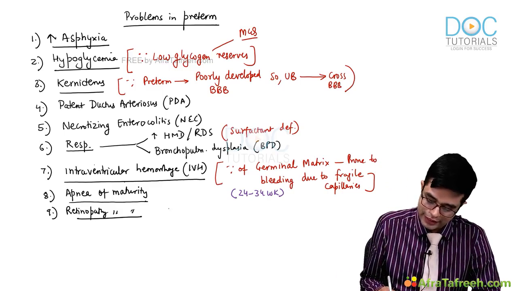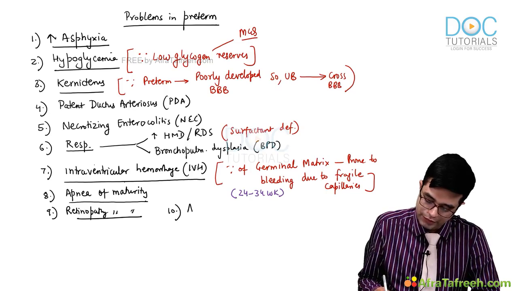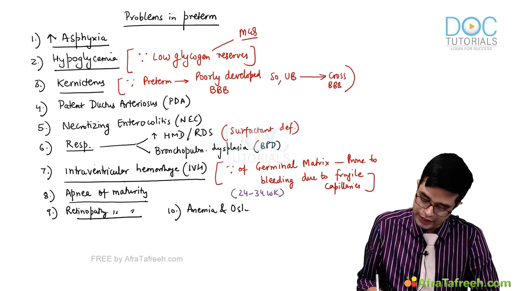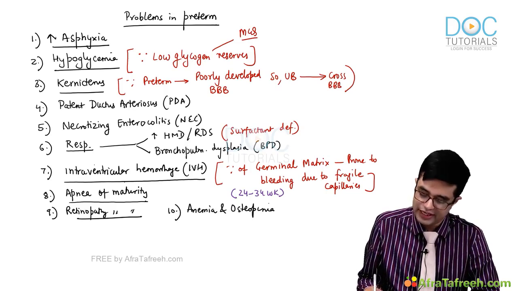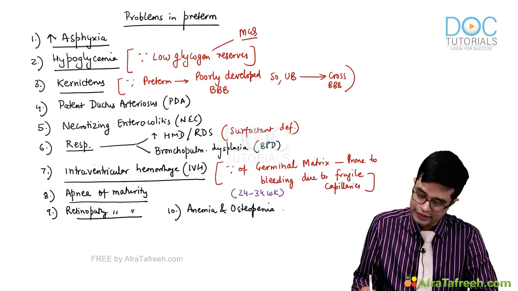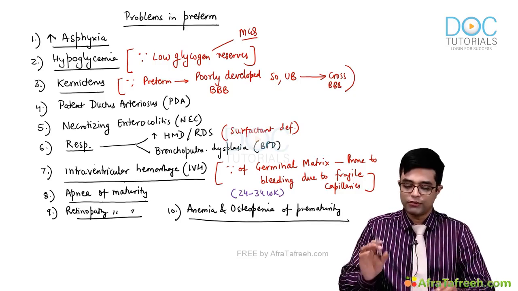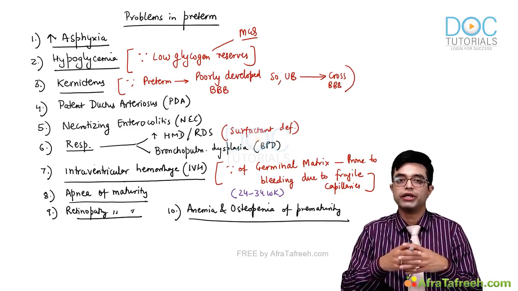And tenth, they have problems of anemia and osteopenia, that is decreased hemoglobin and decreased bone density of prematurity. So these are the common problems you find in children who are preterm.